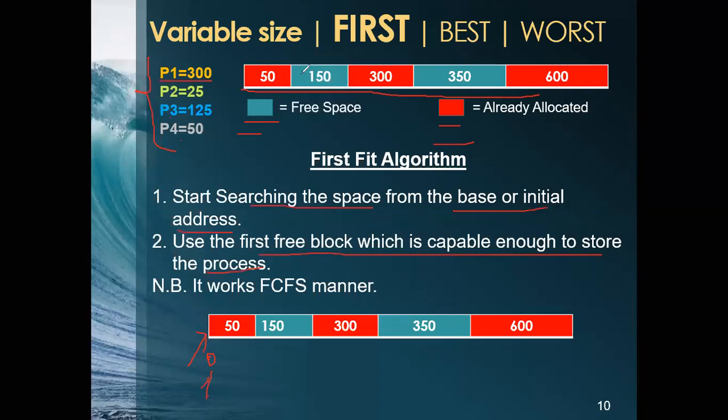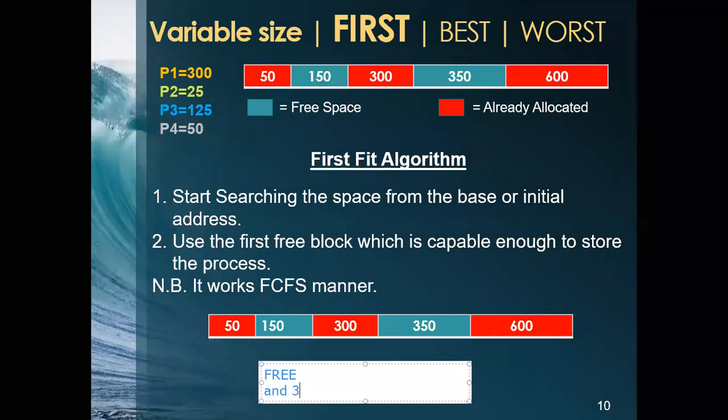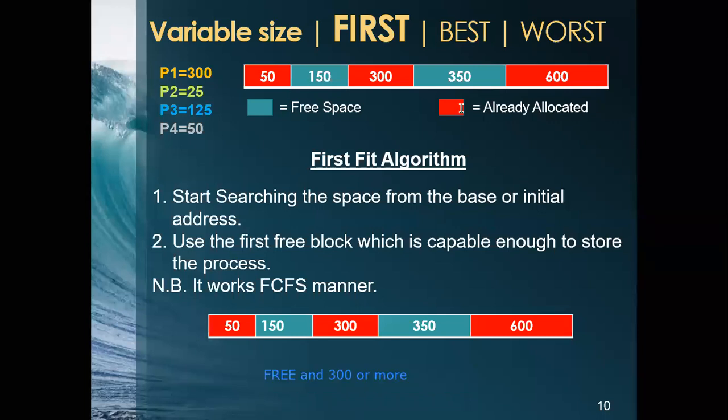So this first fit algorithm will start looking from location number 1, or we can say location number 0. It will look for a memory space that is first of all free, and secondly 300 or more. So we have these two conditions. Let me write it down: free and 300 or more. Now let's see which one fulfills the conditions.